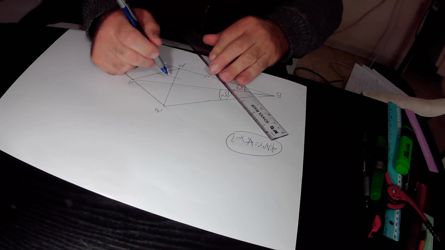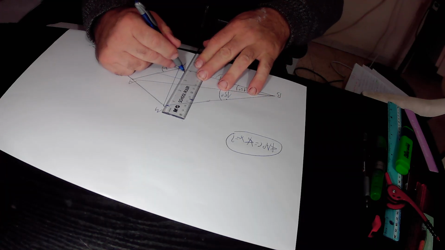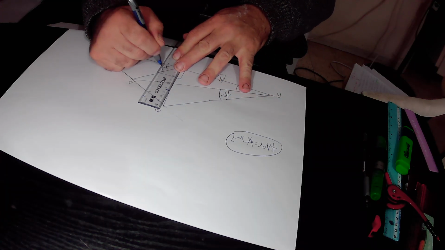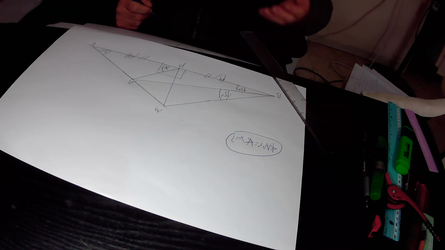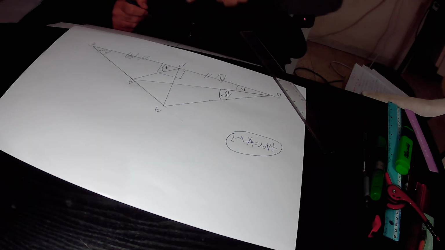So actually, this angle equals 90 degrees inside, and this angle also equals 90 degrees inside, according to our construction, because MP is the perpendicular to the base BC.